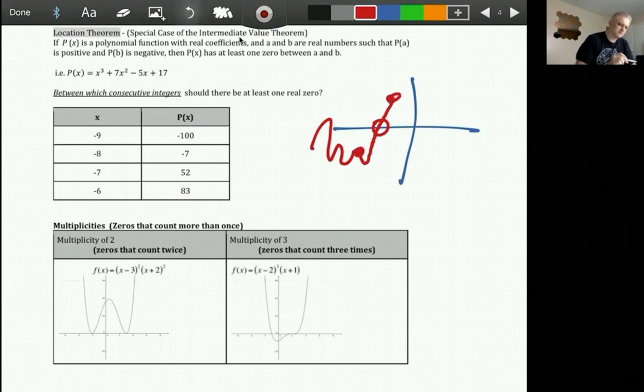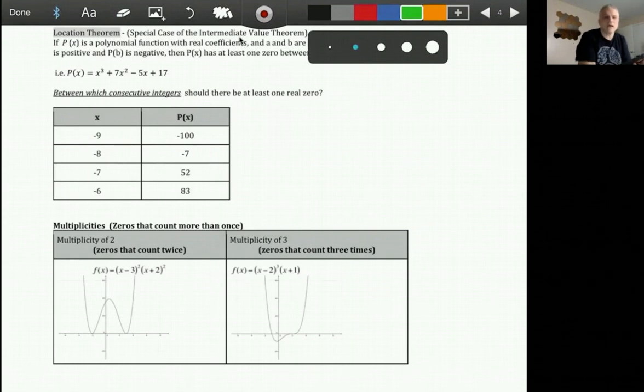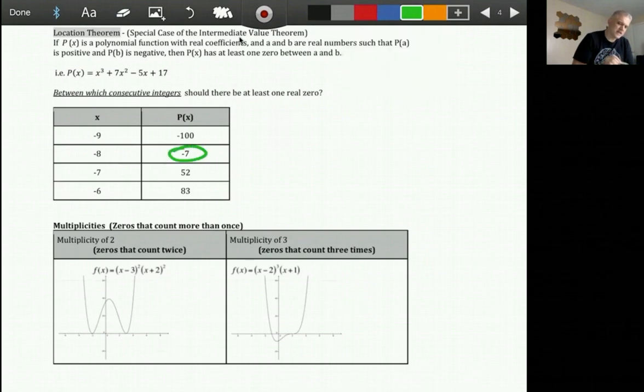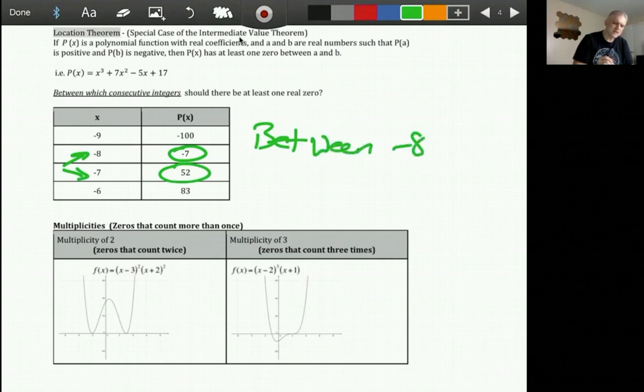So if you're looking at a table, and again, this should be common sense, but it's something that we can definitely look at to give us an idea of where some zeros are. If I have a table and I see that there's a negative y value followed by a positive y value, or vice versa, I know that somewhere between those 2 x values it had to touch the x-axis. It had to have been 0. So I know that between -8 and -7, there is at least 1 zero. How do I know? Because my smooth continuous curve can't go from -7 to 52 without touching 0. Okay, because you can't pick your pencil up and jump over the x-axis.